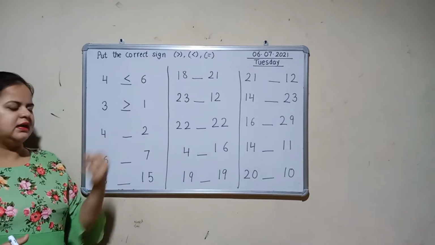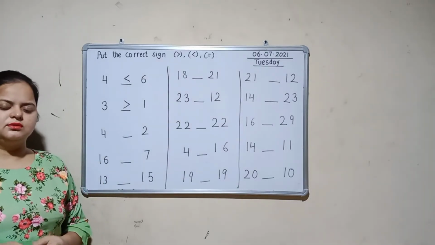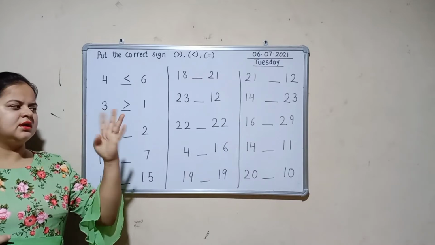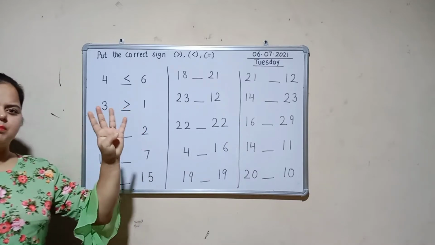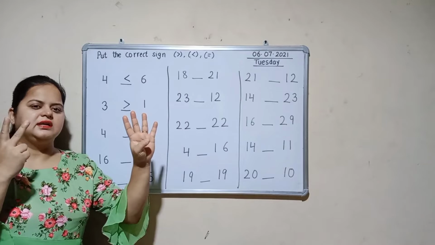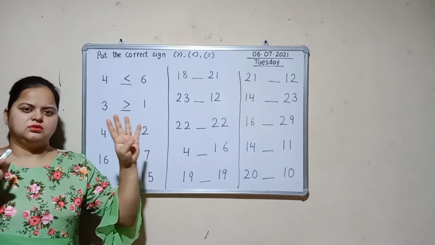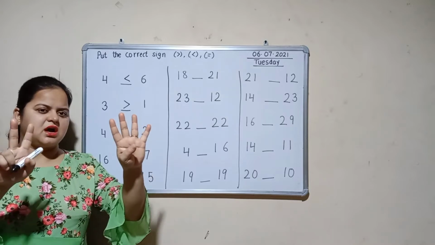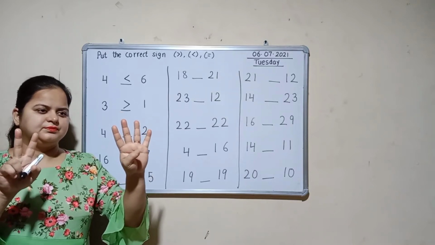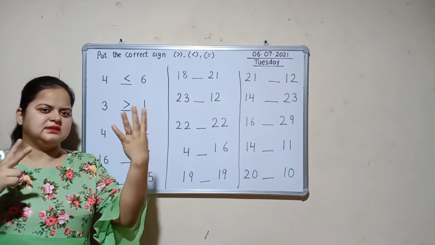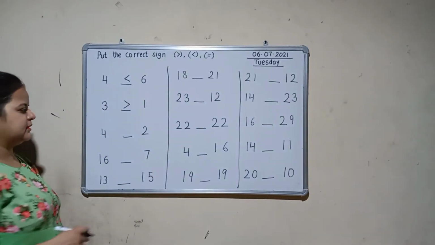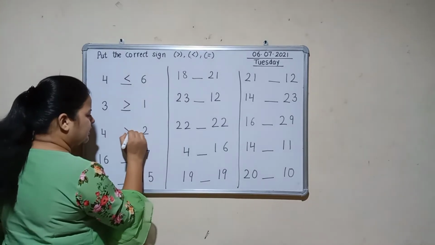Okay, 4 and 2. Here I have 4 fingers open on my hand and here are only 2. Which is greater and which is smaller number, which are more than the other? These are less and these are more. So the more number is the greater number. 4 is the greater number.